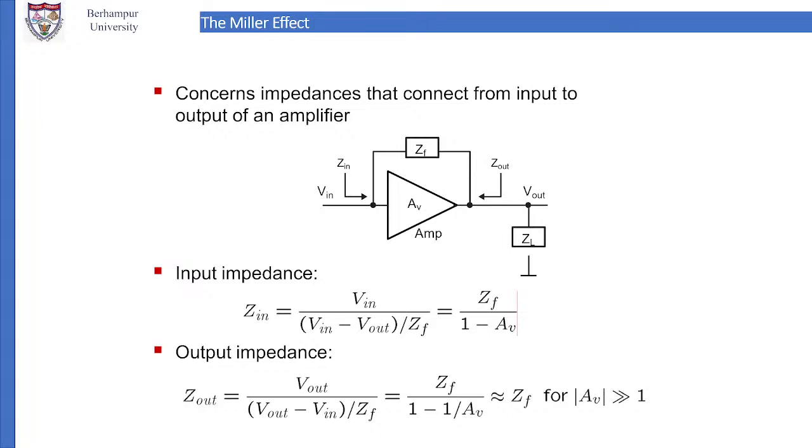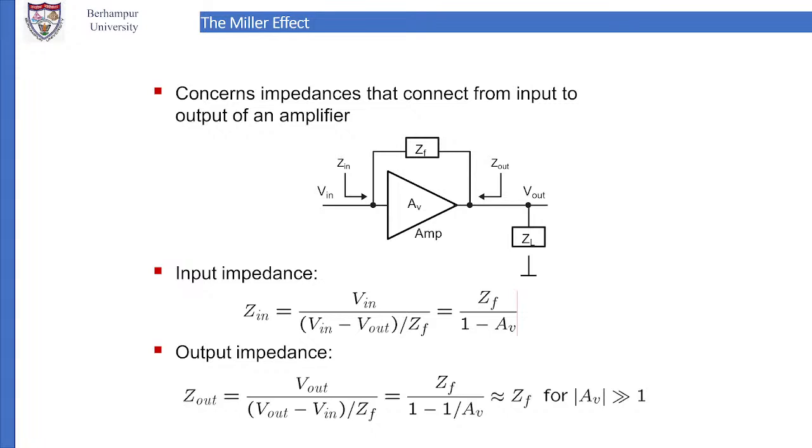Now if you consider this circuit, you can find out what is Zin. Zin is equal to Vin divided by (Vin minus Vout) by ZF. This comes from your circuit theory knowledge. If you know the voltage difference, then the current is the voltage difference divided by ZF. This comes from Ohm's law, Kirchhoff's law, that you know. From that you can find out what is Zin.